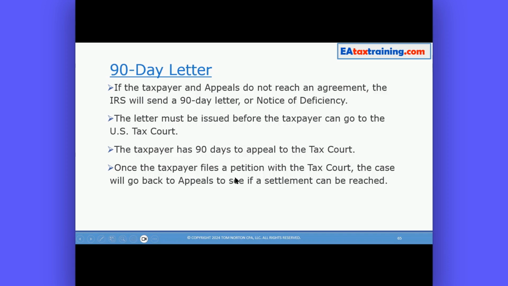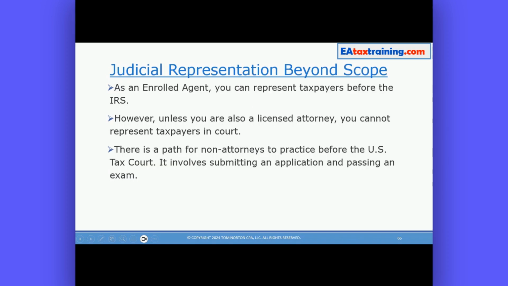And once you file the petition with the tax court, then the case goes back to appeals one more time. So the tax court doesn't want to hear cases, honestly. They're busy, and they would rather that the IRS and the taxpayer reach an agreement. So once you file the petition, the tax court automatically says, okay, you need to go back to appeals. And so you're going to go back to the table. You're going to negotiate again, try to come to some agreement. And then if you still can't do it, then the case can proceed to the tax court.